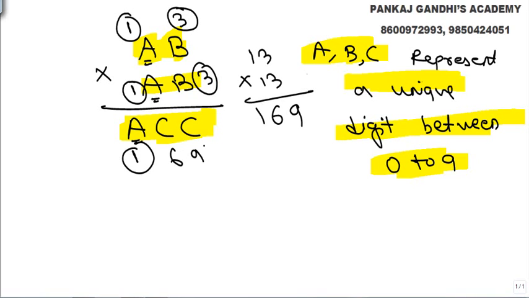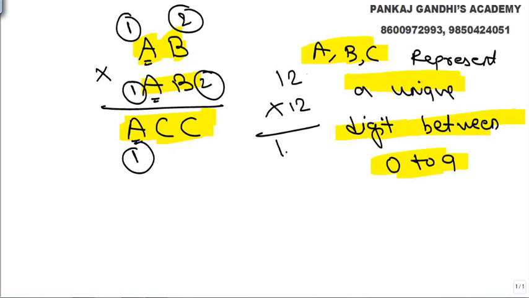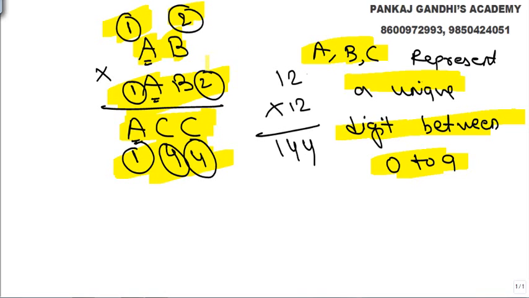If B is 3, one of the C is 6 and one of the C is 9. It's not possible. So this is not possible. Let's quickly try 2 here. If we try 2, we get 12 into 12 we get 144. Precisely, it's working. So this is what we're trying in the next 1.5 hours: how to find out which alphabet represents what. That's what we'll be doing.